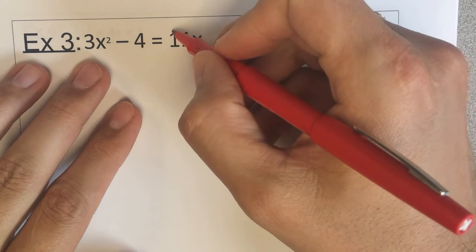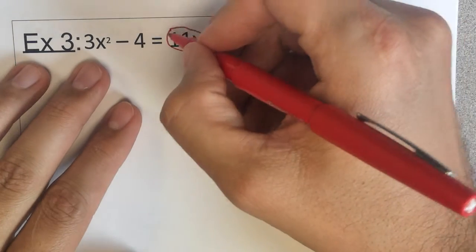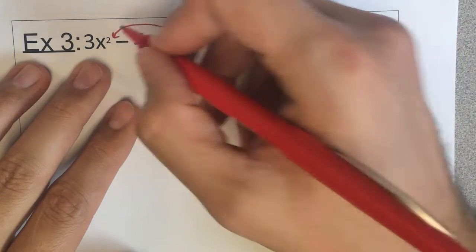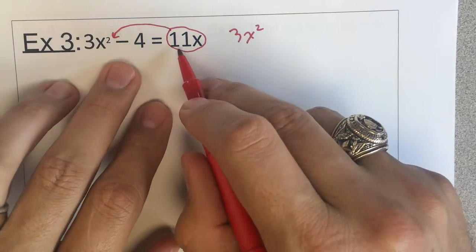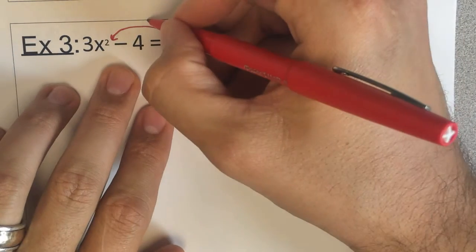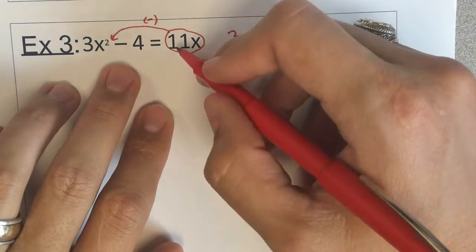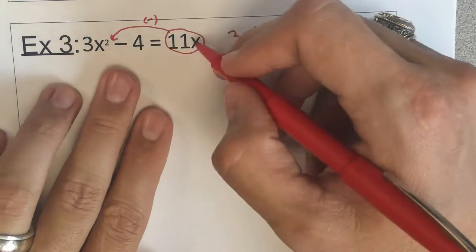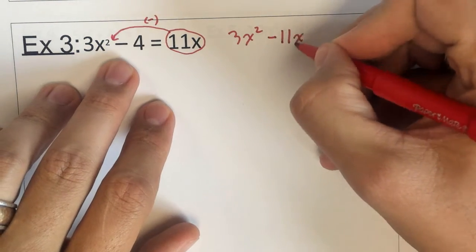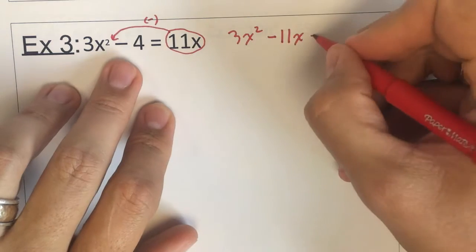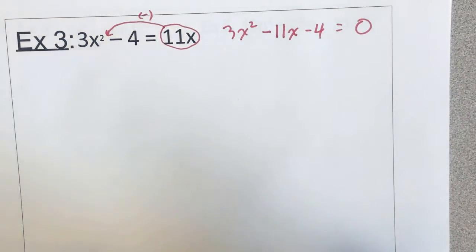The one term I have out of place is my 11x. It needs to go right here at this point. So we have 3x squared, but when I cross that equal sign, it turns to negative. It changes sign. If it was negative, it would have been positive, but because it's positive, it needs to turn to negative 11x. My negative 4 stays as it is, and it is equal to 0 because nothing is left there.